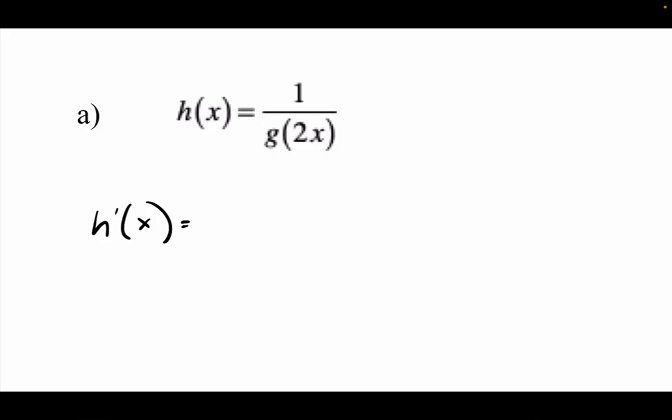I can use the quotient rule. Low d high minus high d low over low squared. You can do that. Another one is you can raise this up here.